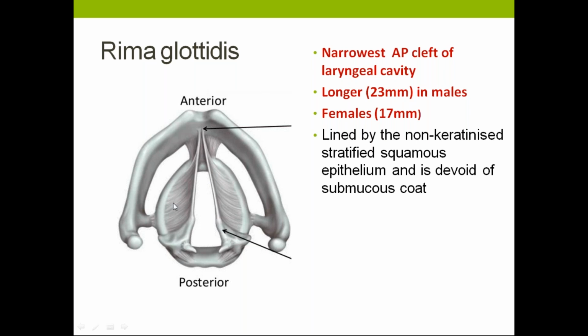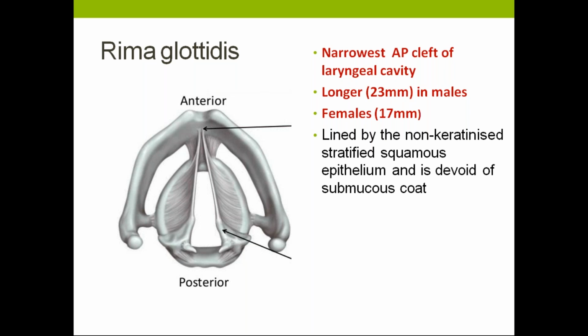Now actually the Rima glottidis is nothing but the narrowest anteroposterior cleft of the laryngeal cavity, which is longer in males, that is 23 millimeter in males, and in females it is only about 17 millimeter. This Rima glottidis is lined by non-keratinized stratified squamous epithelium, so epithelium differs in Rima vestibuli and Rima glottidis. It is devoid of submucosal coat, but Rima vestibuli has submucosal areolar tissue. Here submucosal coat is absent.